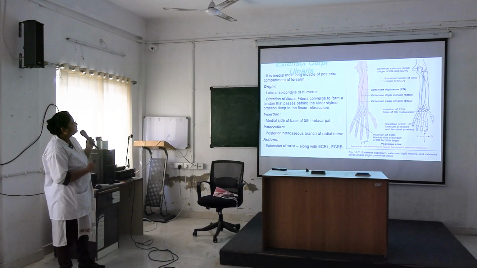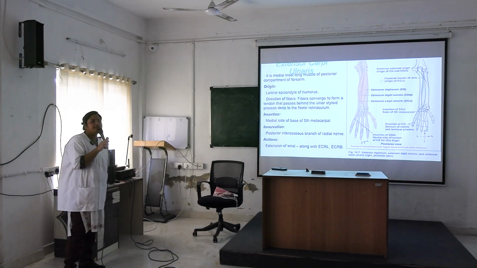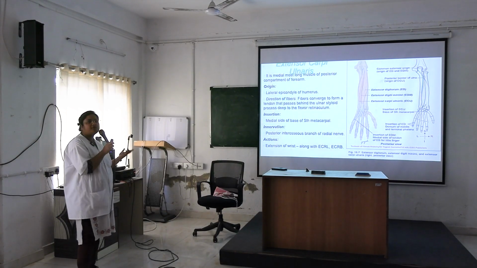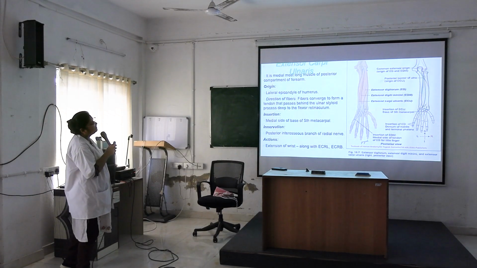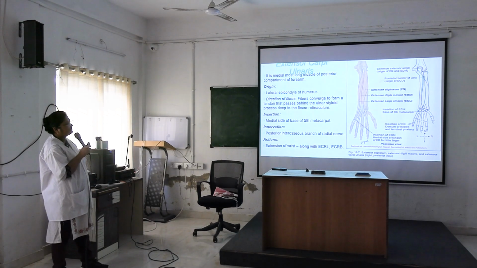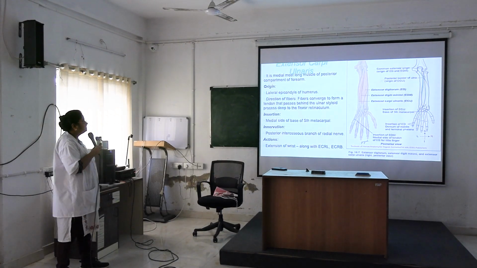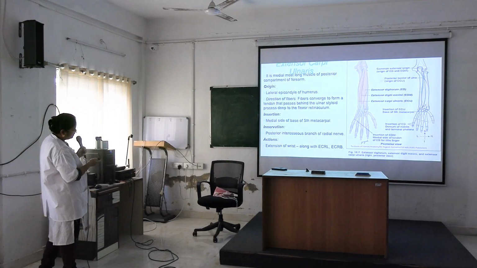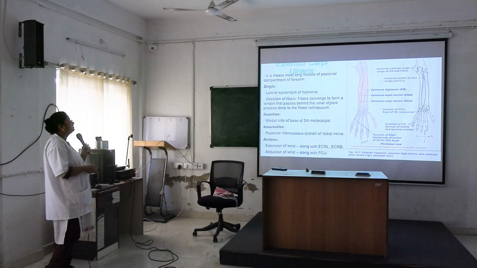Next is extensor carpi ulnaris. It is the medialmost long muscle of the posterior compartment of forearm. Where is the origin? Lateral epicondyle of humerus, common extensor origin. Fibers converge to form a tendon, which passes behind the ulnar styloid process deep to the flexor retinaculum, and is inserted into the base of the fifth metacarpal. Innervation is by the posterior interosseous branch of radial nerve. Action is extension of the wrist along with the ECRL and ECRB, and adduction of the wrist along with flexor carpi ulnaris.